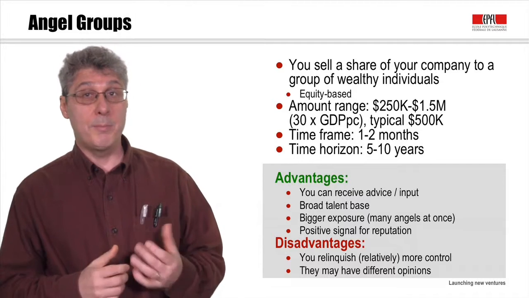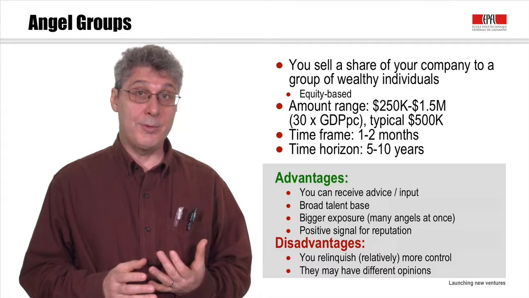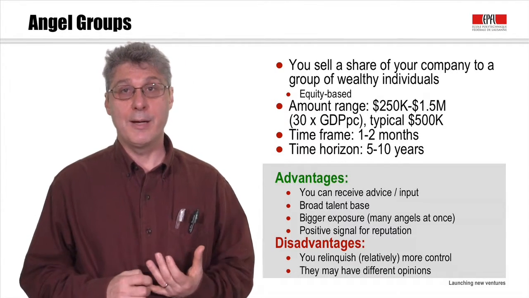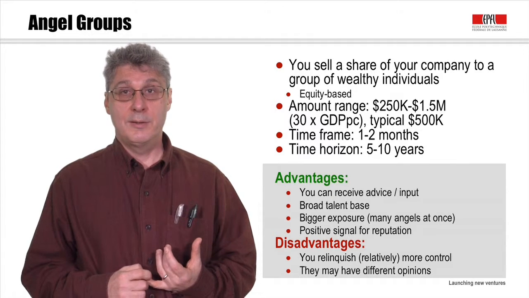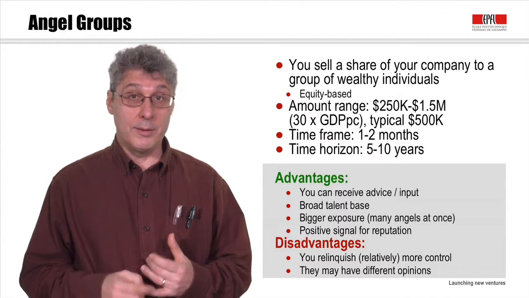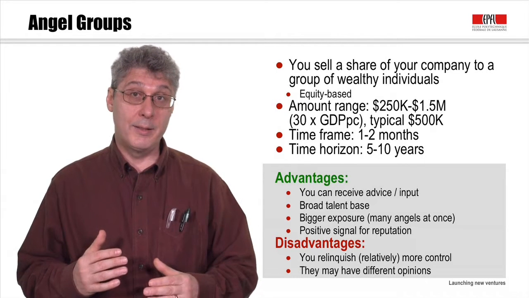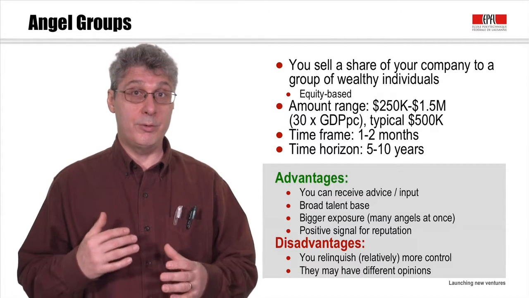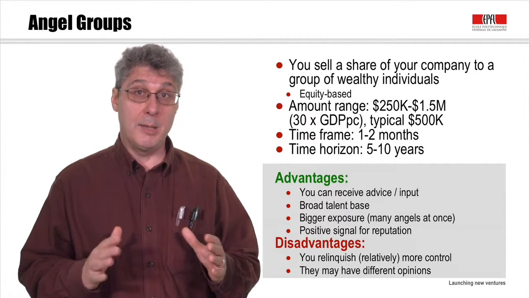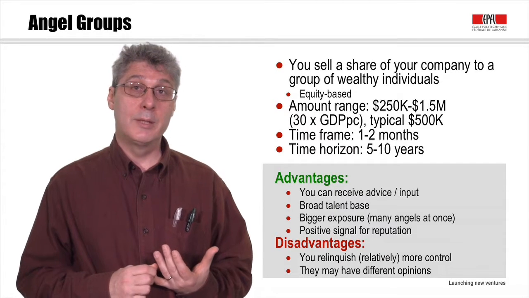So the range of this is typically 250,000 to 1.5 million, which represents 30 times GDP per capita, with a typical amount on the order of 500,000, or say 10 times GDP per capita. The time frame can be relatively quick. A lot of angel groups advertise their existence and have a process for applying, although it is recommended that you do homework on the group, find out what their specialties are, find out what they like, before just sending out applications to every single angel group. So it could be done in a month or two.